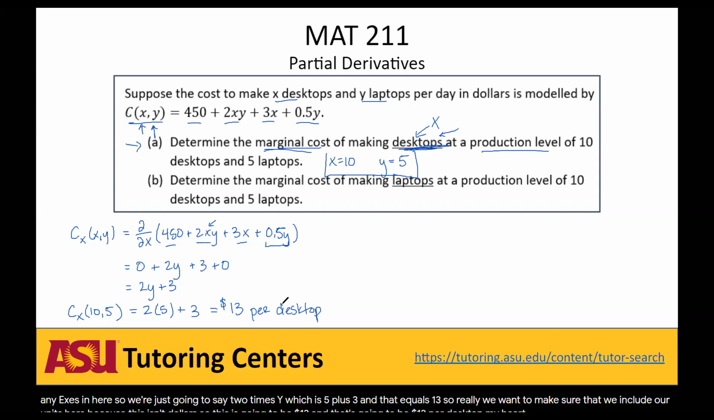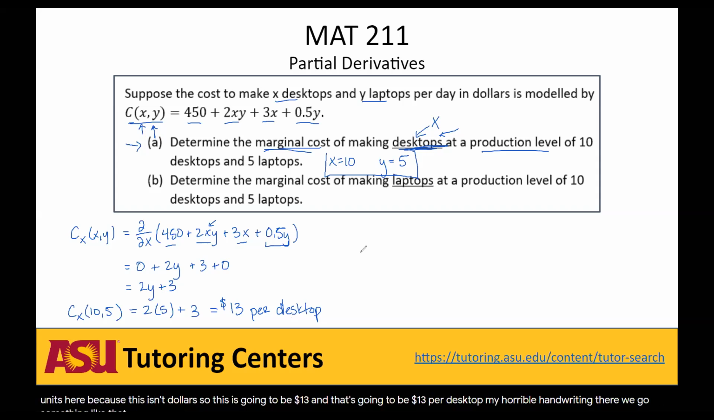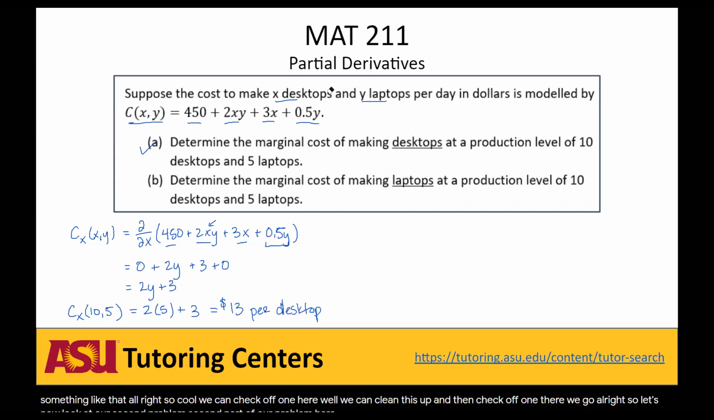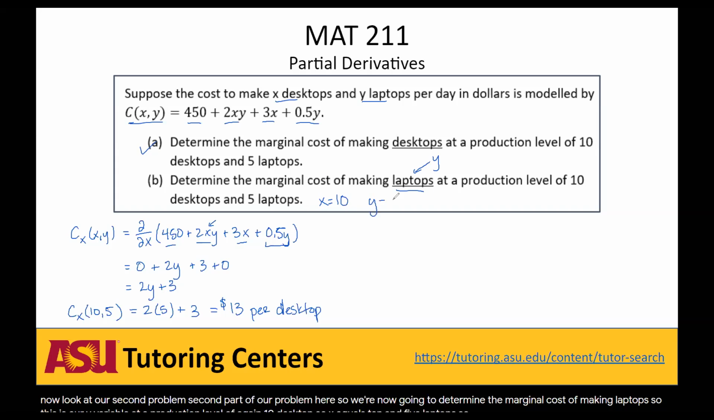Excuse my horrible handwriting. There we go, something like that. All right, so cool. We can check off 1 here. Well, we can clean this up and then check off 1. There we go. All right. So let's now look at our second part of our problem here. So we're now going to determine the marginal cost of making laptops. So this is our Y variable at a production level of, again, 10 desktops, so X equals 10, and 5 laptops, so Y equals 5.